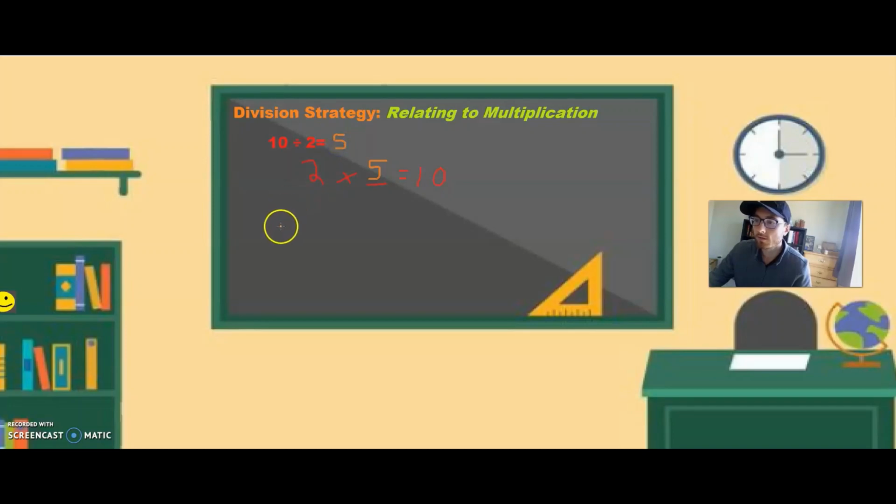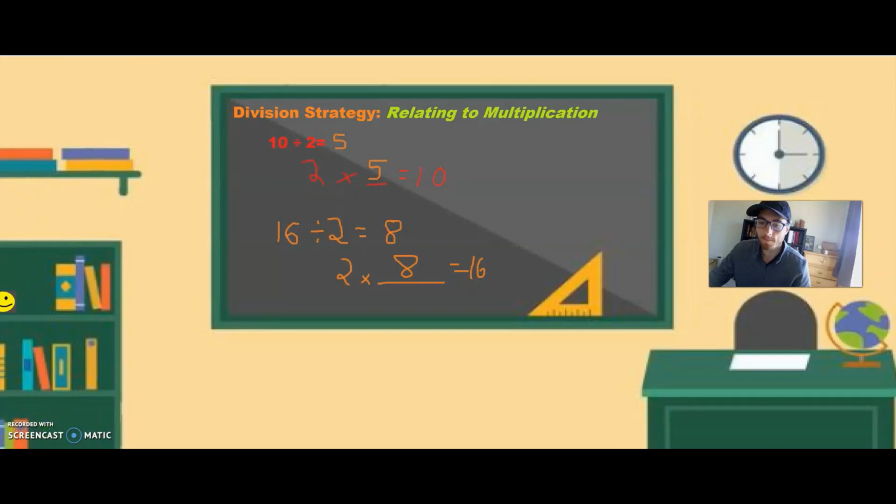Let's do a question here. Let's say 16 divided by 2. Well, maybe I don't know what 16 divided by 2 is, but I know the inverse, 2 times something equals 16. I know 2 times 8 equals 16, so that must mean 16 divided by 2 equals 8.